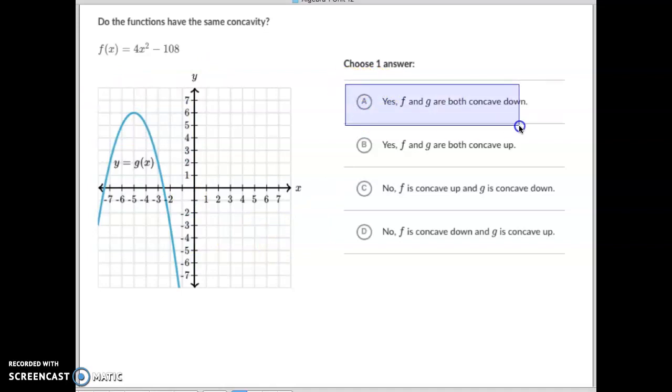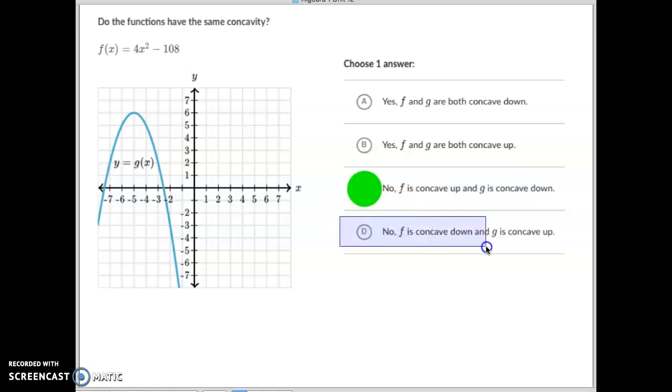So let's see here. A, both are down. Nope. Letter B, both are up. Nope. Letter C, f is concave up. Yes, that's correct. g is concave down. That's correct. And letter D, f is down. No, it's actually the opposite, and g is up. So that's the opposite of both of them. So letter C. That's all you're doing in this one, guys.